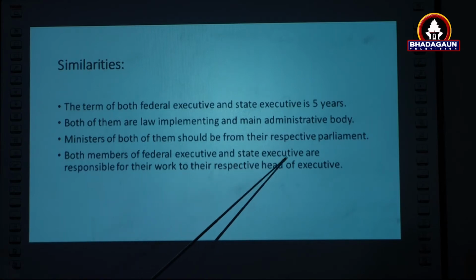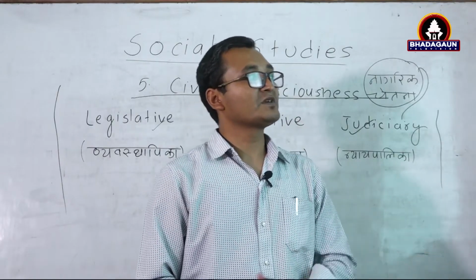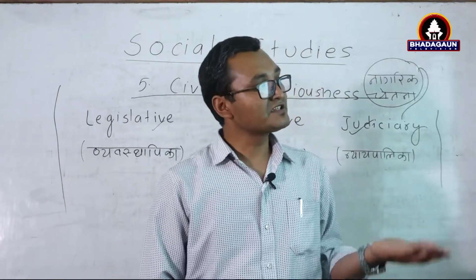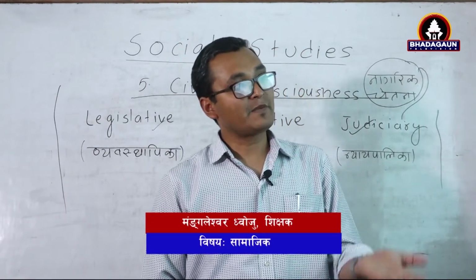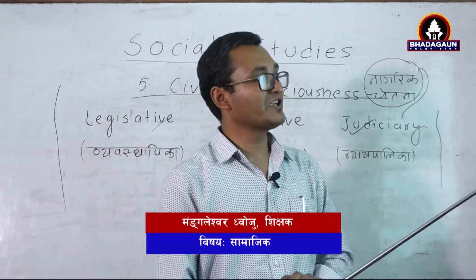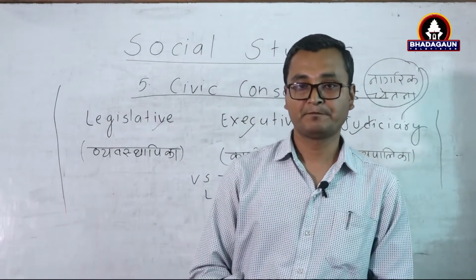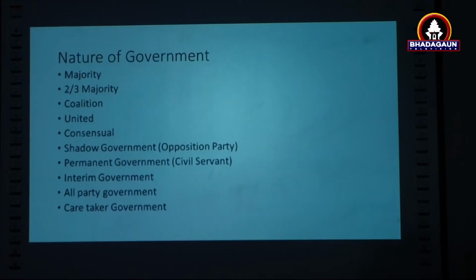And the last one is both members of federal executive and the state executive are responsible for their work to their respective head of the executive. भनेपछि आफ्नो संसदबाट जसरी तिनीहरू मन्त्री बन्छन् ती मन्त्री बनेकाहरू आफ्नो कार्यपालिकाको अध्यक्षप्रति तिनीहरू के हुनुपर्छ रेस्पोन्सिबल हुनुपर्छ. यसरी in this way we have finished similarities in between, you know that.